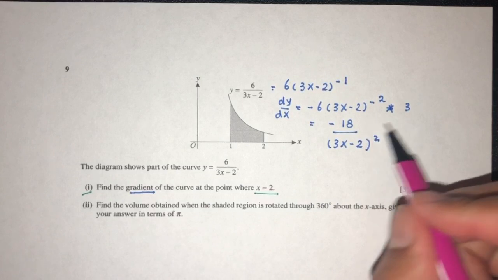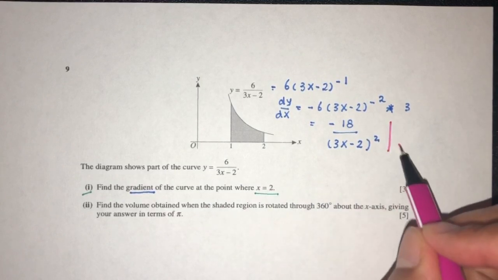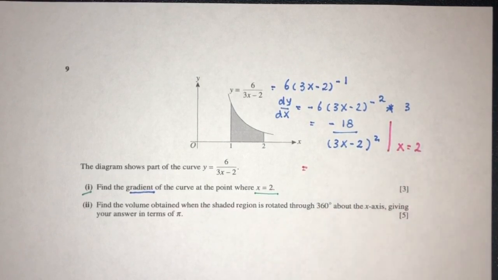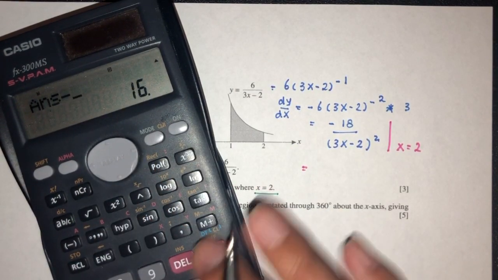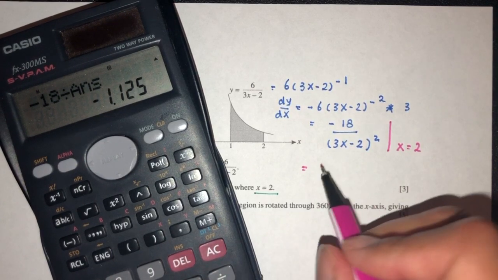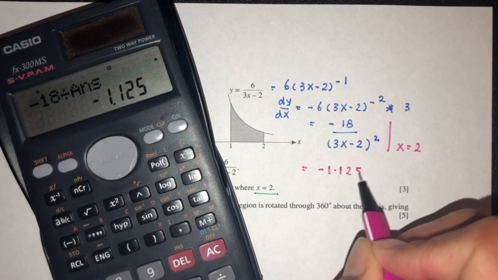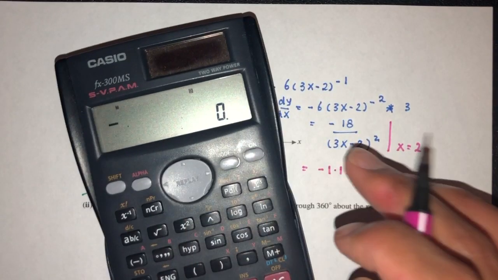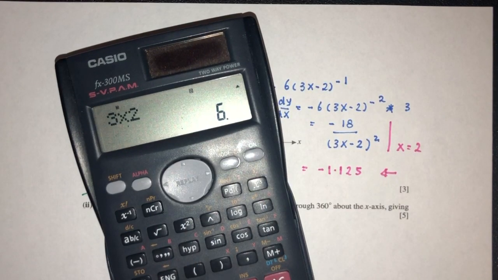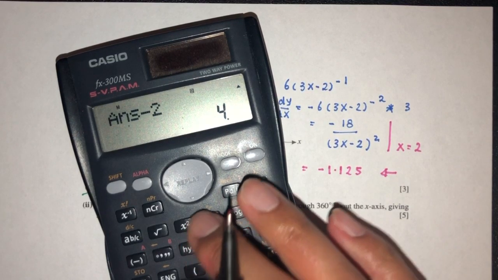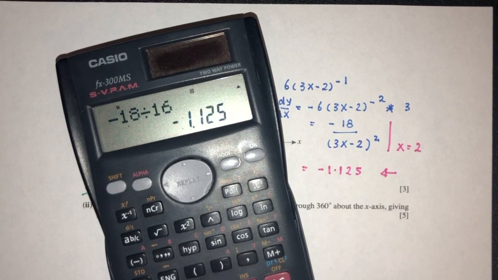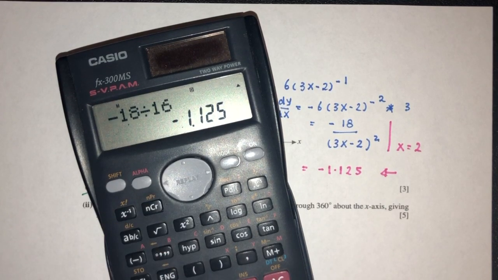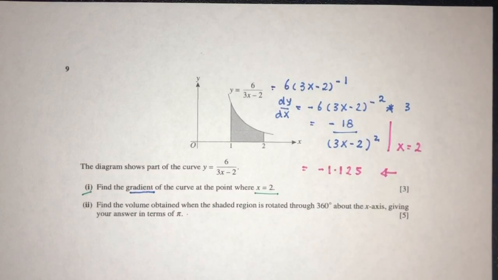Now we have to find this value when x equals 2. Replace, and you will have 3 times 2 minus 2 squared, so minus 18 divided by that value is minus 1.125 as my gradient at this point. Let's double check. 3 times 2 is 6, minus 2 is 4, 4 squared is 16, minus 18 divided by 16 gives this value for the gradient. That will be part 1 of your question.